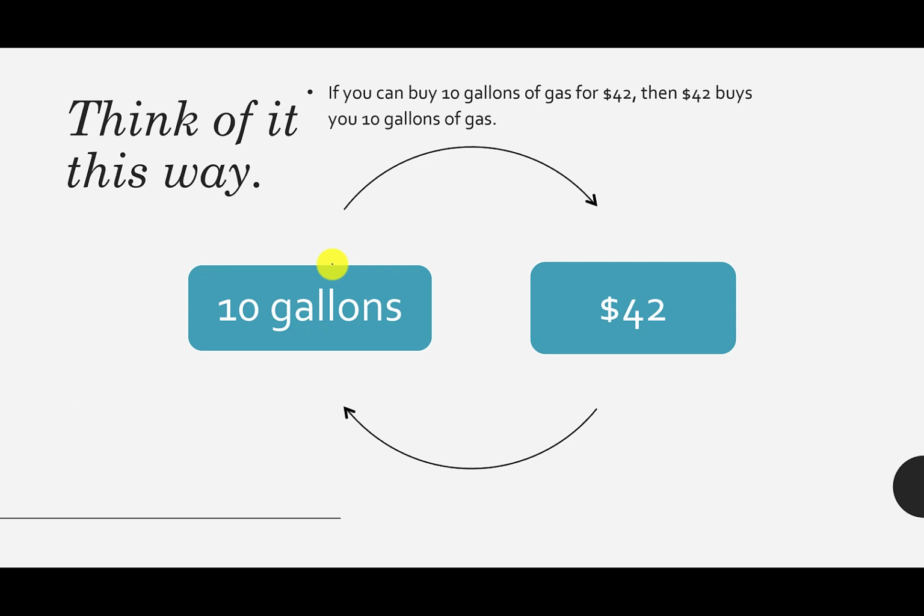As an example, think about this. If you can buy 10 gallons of gas for $42, then $42 buys you 10 gallons of gas. So if I know how many gallons I want, I know the price it's going to cost me, or if I know the price that I want to spend, I know what I can buy.